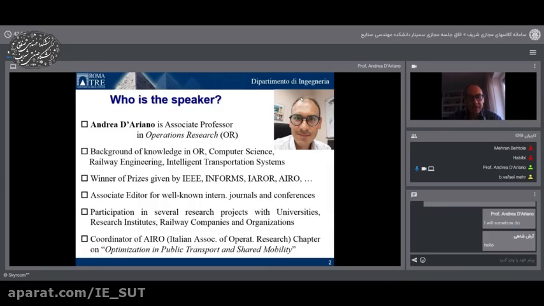And the background of knowledge in this particular field of research is a combination of different knowledge: OR, computer science, railway engineering, and also intelligent transportation systems. So we use this background to develop new techniques that are useful for industry, for the railway industry.